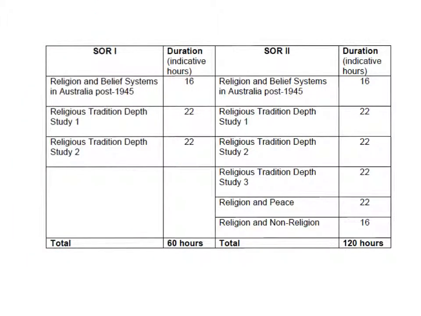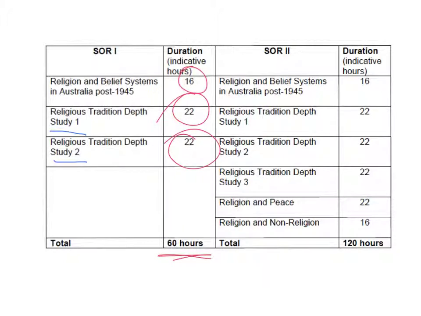Now, because other schools can choose other religious traditions like Hinduism or Buddhism, they have listed here study 1 and study 2. So when we scroll down in the next few pages, you'll notice things like Buddhism, Hinduism and Judaism listed in the syllabus. We do not study them. We only study Christianity and Islam. So 16 hours spent doing religion and belief systems, 22 hours spent doing Christianity, and 22 hours spent doing Islam, giving us a total of 60 indicative hours.